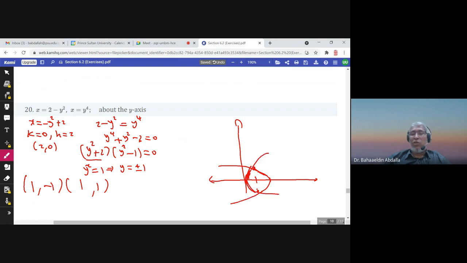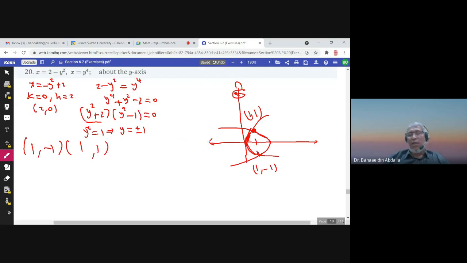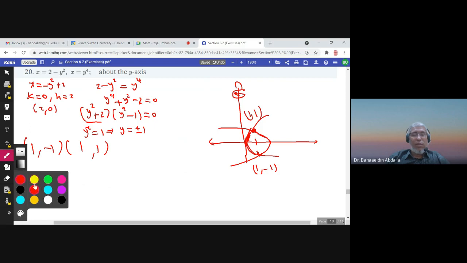Okay. So this point is (1, 1). This point is (1, -1). This is the region. We need to rotate this region about the y-axis. Well, about the y-axis, there is an empty space, so it's a washer. From here to here is the outer radius, and from here to here is the inner radius.